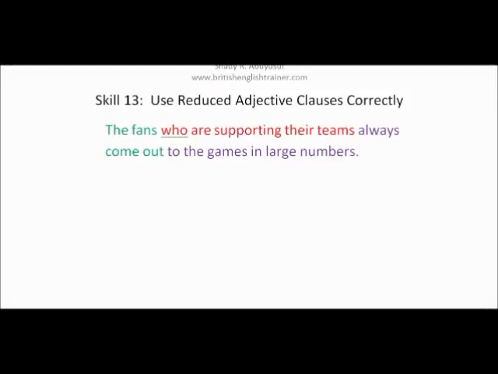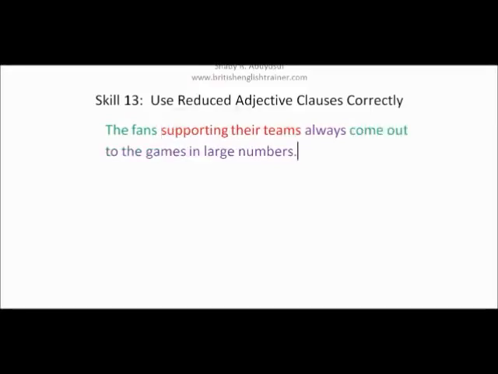Now, can we fix this sentence in a better way or in another way? Yes, we can. We can drop who are, all of it. So the sentence becomes: the fans supporting the teams always come out to the games in large numbers. Because we said before that when we want to reduce, we need to drop the connector and we drop verb to be. And we add ing to the verb. We make it like a present participle, so it becomes: the fans supporting the teams always come out to the games in large numbers.